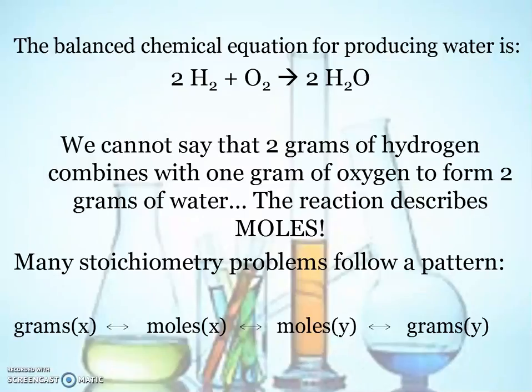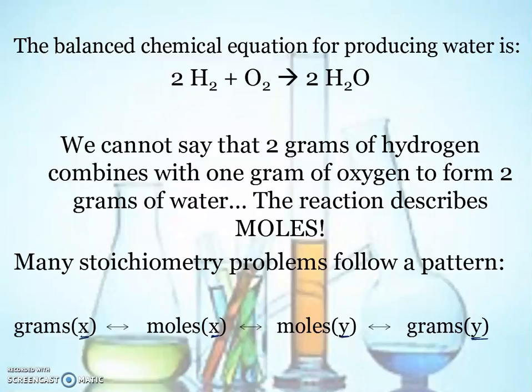So many stoichiometry problems are going to follow a pattern. You might want to write this pattern down. You'll have grams of a certain substance, and those grams will change into moles of that same substance. Notice how it's X and X. Then we'll go from moles of that substance to moles of a new substance. Notice how it's changed to Y. And then we can change from moles of Y to grams of Y. This is the typical pattern they would follow, but it's not the only pattern. This is when you're going from grams to grams, mass to mass.